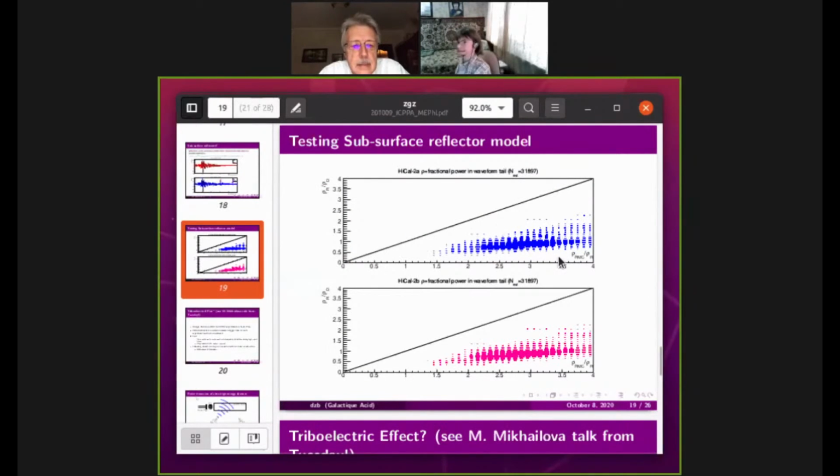Everything to the lower right is stuff that disfavors a subsurface reflector model, and is consistent with just conventional physics. Everything up and to the left is our data that would favor the subsurface reflector model. So clearly, all our HiCal data disfavors and would otherwise contradict the idea of a subsurface reflector model.